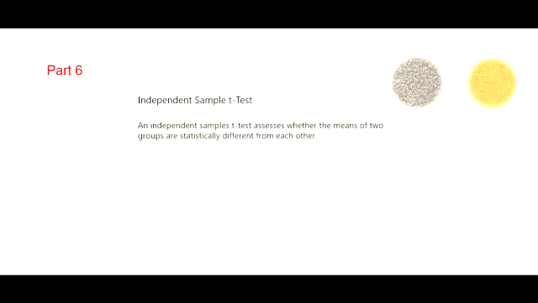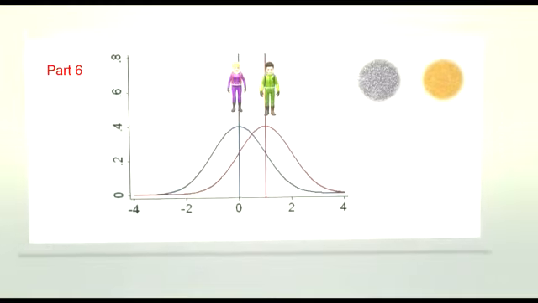There should not be many significant outliers. The dependent variable should be more or less normally distributed. The variances between groups should be similar.